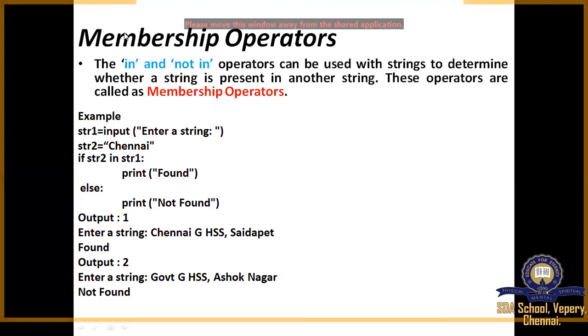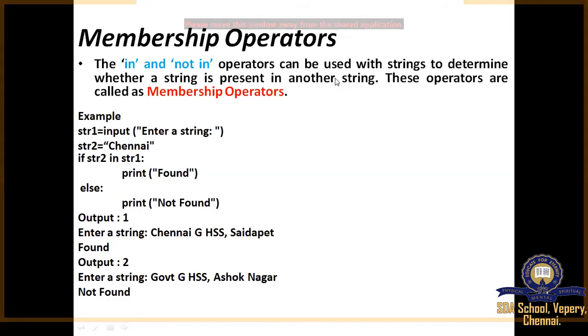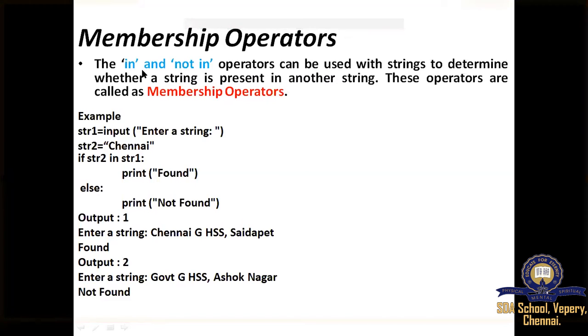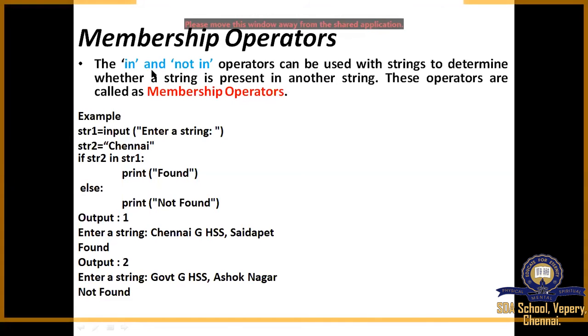There are 2 types of membership operators used in Python. One is in and other one is not in. What does this operator do? This operator is used to determine whether a string is present in another string. Whether the string is present in another string. That is the role of in and not in operator in Python. Now look at this example. These are the 2 membership operators.